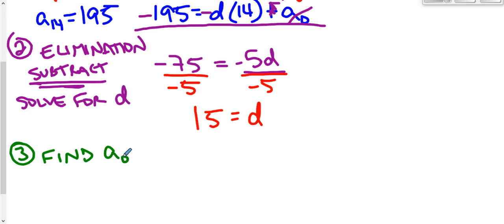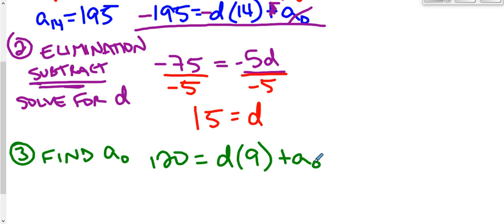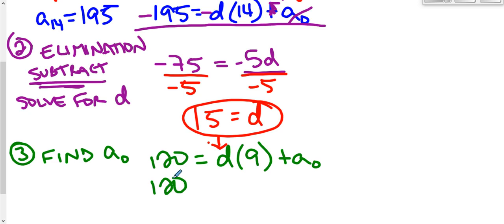And in order to do that, all I have to do is plug d back into either one of my original equations. It doesn't matter which one I use. I'm going to use the first one I created. I'm going to go ahead and use 120 equals d times n. Oh, sorry, not n. I knew what n was. n was the number 9. d times 9 plus a sub 0, except now I know what d is. So right here where I've got d, I'm going to plug in the number 15. So that means I'm going to have 120 equals 15 times 9 plus a sub 0.